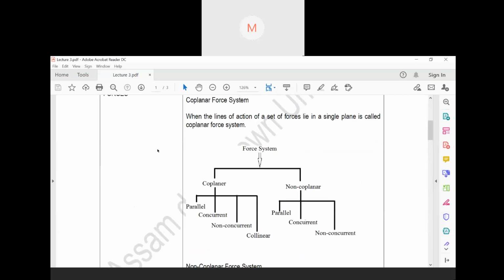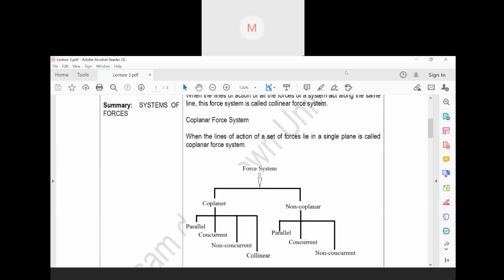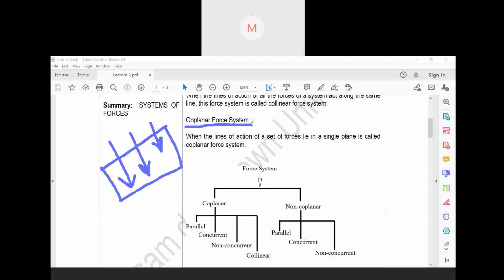let me draw one. Suppose this is a square. Now here this is one plane, so this is a single plane. So in this plane, if the forces are lying on this plane only, then it is known as what? It is known as coplanar force system.